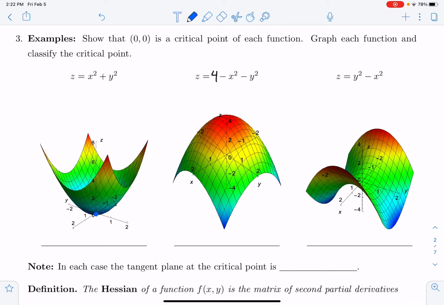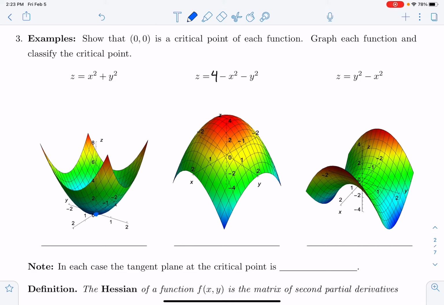Now that we have a method to find critical points, we would like to figure out how to classify those critical points. Are they going to be local minimums, maximums, or possibly neither? So we're going to start with some examples. In each of these examples, (0, 0) is going to be a critical point of the function. And I've graphed each of the functions so that we can understand what type of critical point (0, 0) is in each situation.